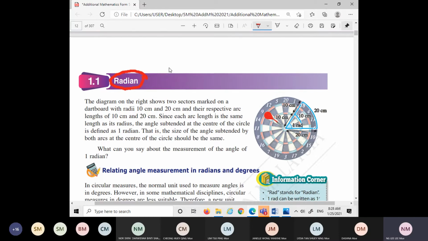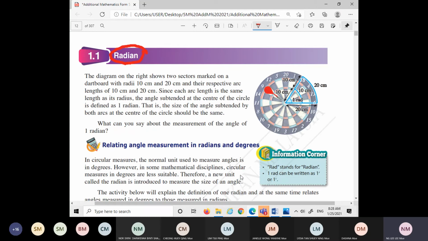Okay, scroll down a bit. The short form of radian, you may write this: RAD. Then you see, one radian can be written as 1 with superscript R or 1 with superscript C. But this one we seldom use. We always use this RAD. So if you don't want to write in full the unit for radian, you can write RAD, that is enough. So far clear?